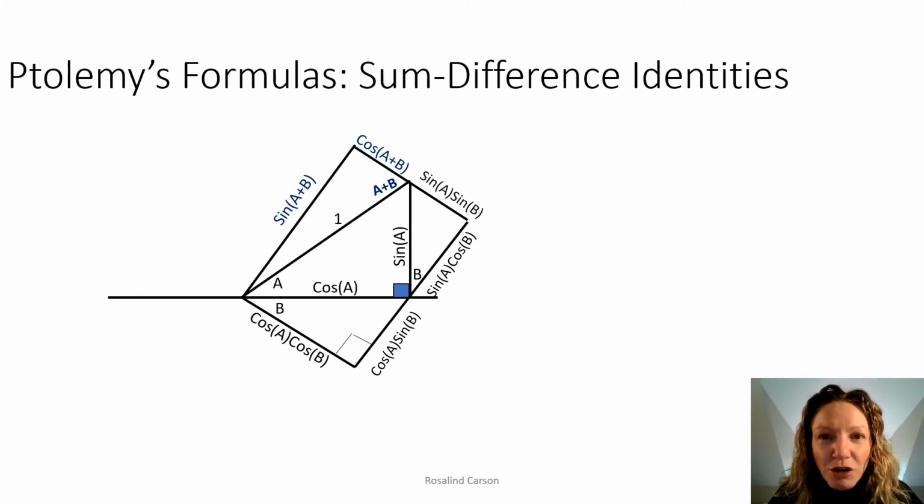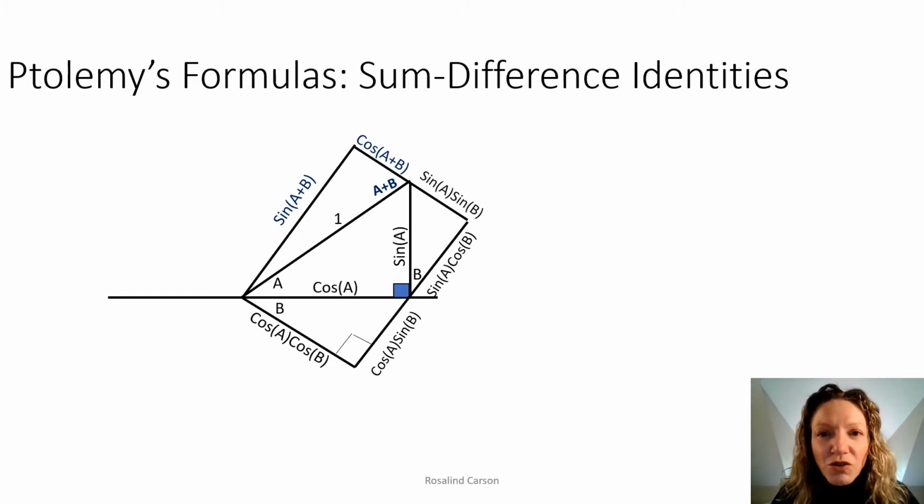Now we have elementary geometry here. It's a rectangle. Opposite sides in a rectangle are equal length. So all I have to do is set those math expressions equal to each other and voila, I got the sum difference identities. Oh, sorry, Ptolemy's formulas ready to go.